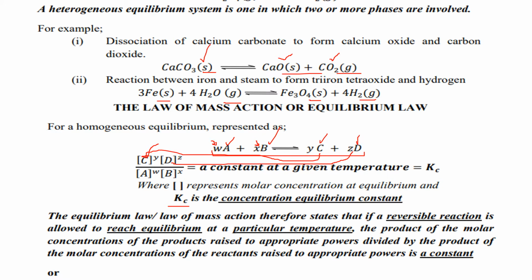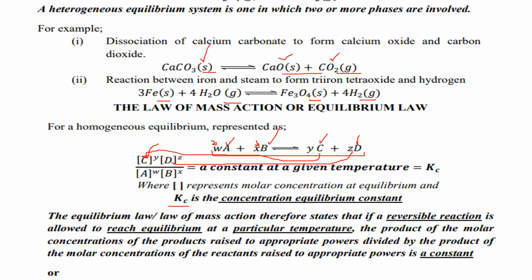Now all of them, the molar concentrations have been raised to their coefficients, which are called stoichiometric coefficients. We are going to be looking at that as we proceed in the calculations. So to get the value of the equilibrium constant, you are going to get the product of the molar concentration of the products, raised to their appropriate powers, or stoichiometric powers, divided by the molar concentration of the reactants, also raised to their appropriate powers, as we have seen in the above equation.